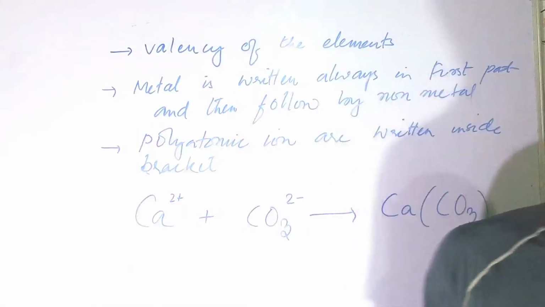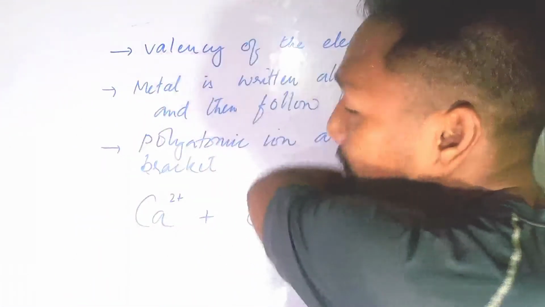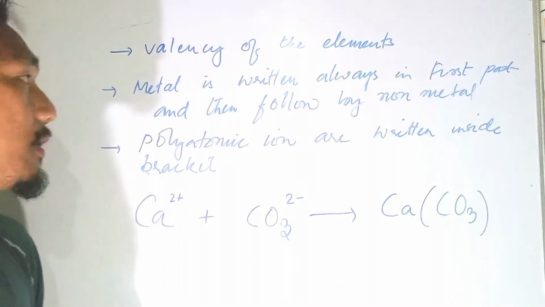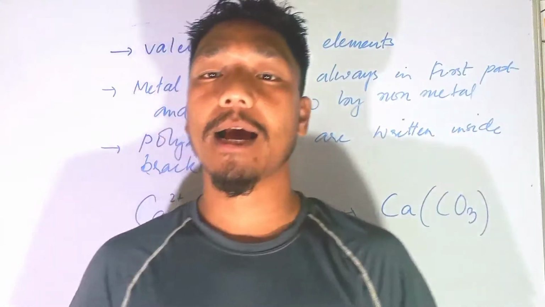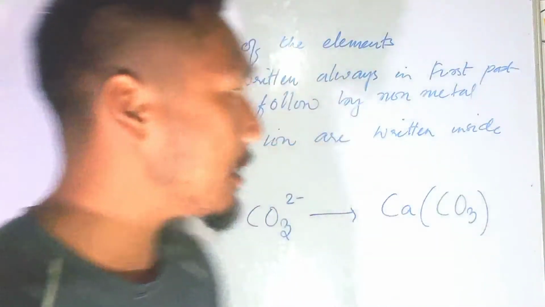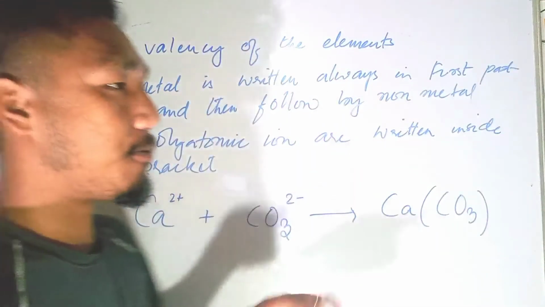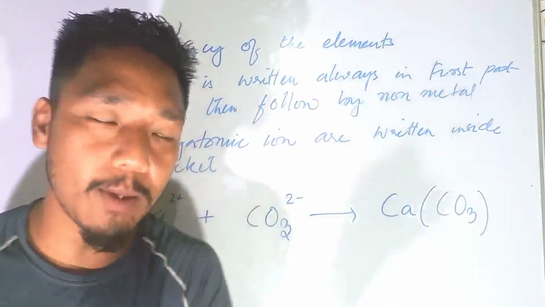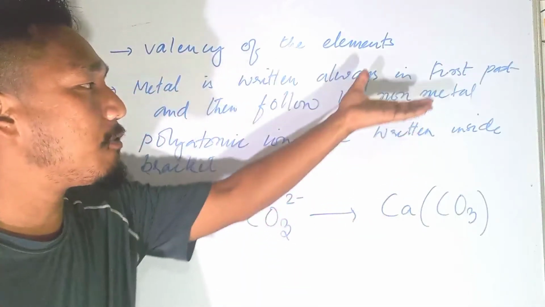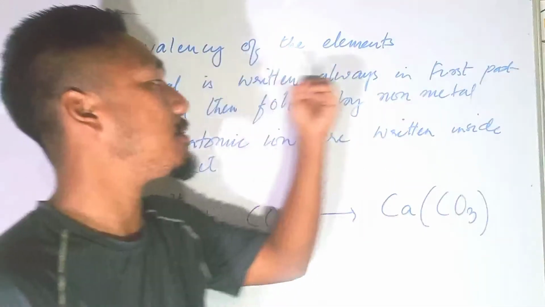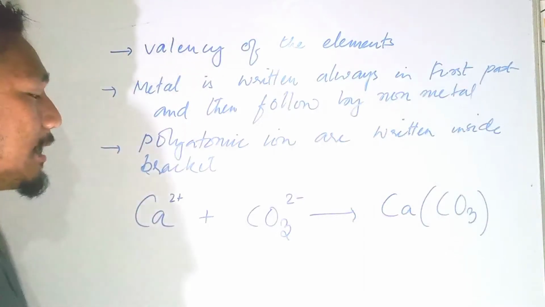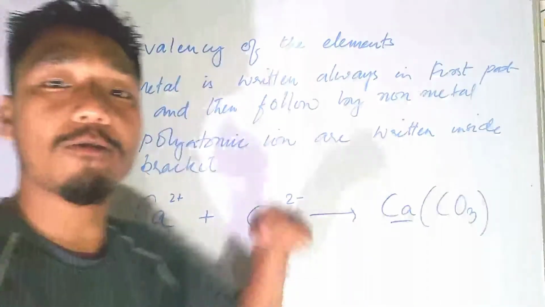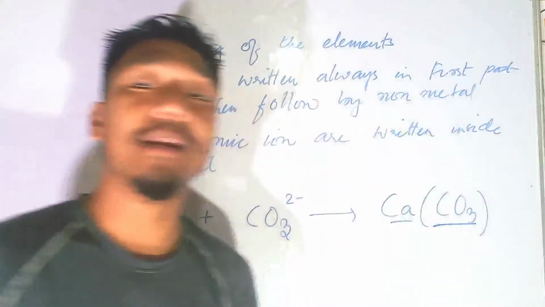The first thing you have to know is the valency of the element. Valency is the combining capacity of an element. The second rule is that whenever you are writing the chemical formula of any compound, the first part is always a metal and the second part is always a non-metal. On the left side you will always find a metal, and on the right side a non-metal.